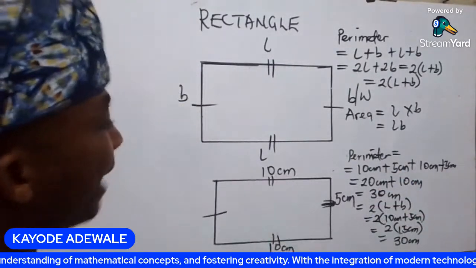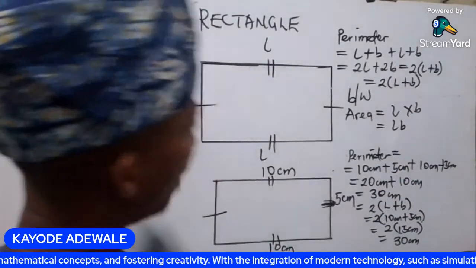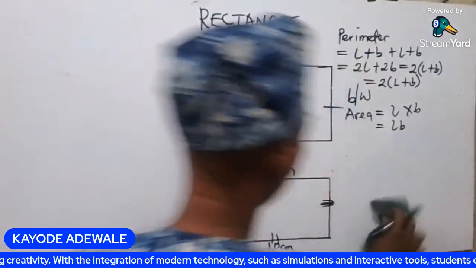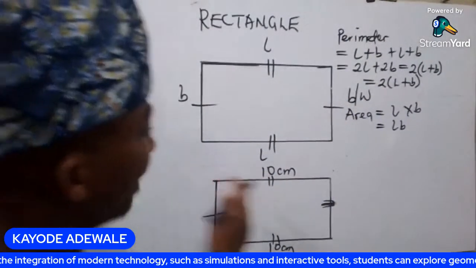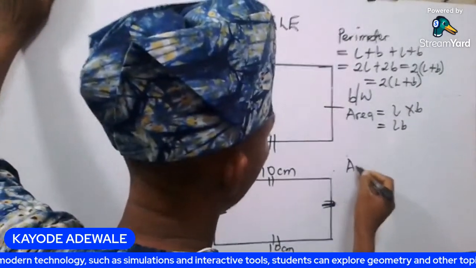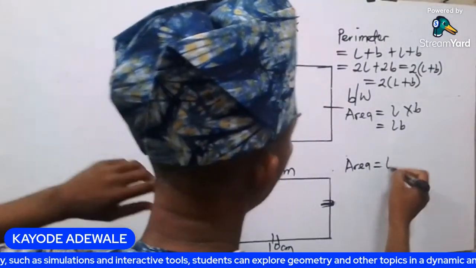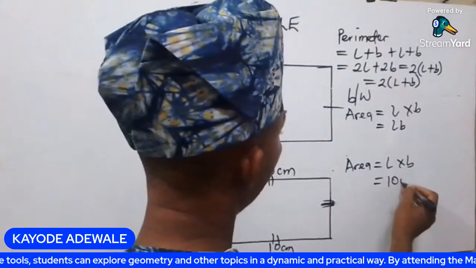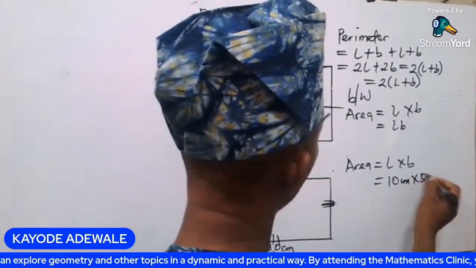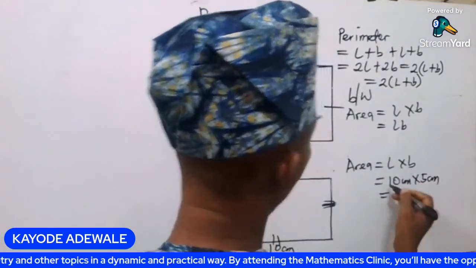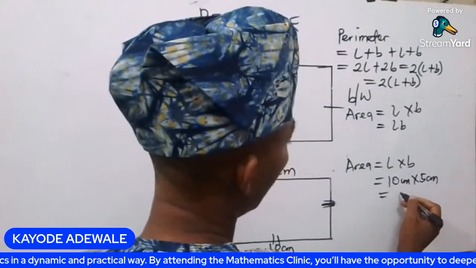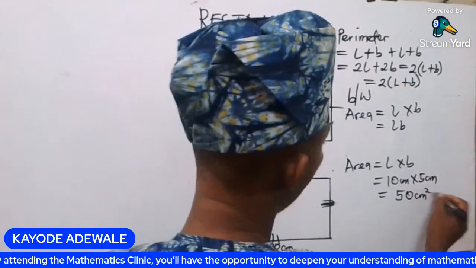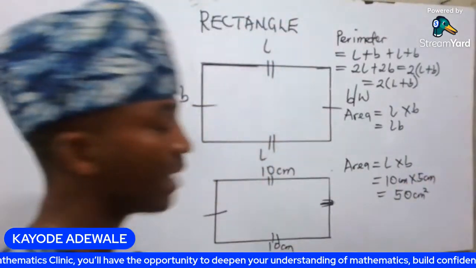Now, let's look at the area on the other side. The formula for area says the area of a rectangle is length multiplied by breadth. So what is our length? Our length is 10 centimeters multiplied by our breadth, which is 5 centimeters. So 10 multiplied by 5 will give us 50 centimeters square, because centimeter multiplied by centimeter will give us centimeter square.